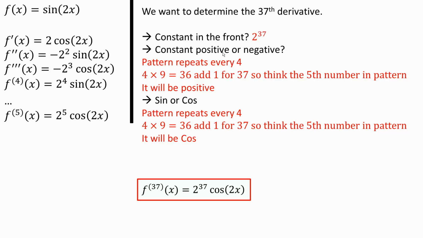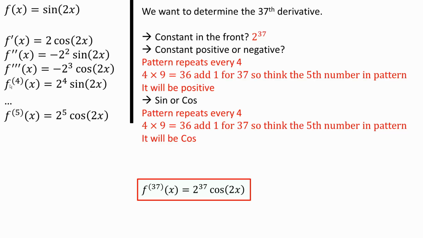Whether it's positive or negative, there's also a pattern. If you notice, this is positive, negative, negative, positive. There is going to be a pattern. It's going to repeat, right? So one way we can think, we need to find the 37th derivative. I know that 4 times 9 is 36. It's not 37, but it's close.